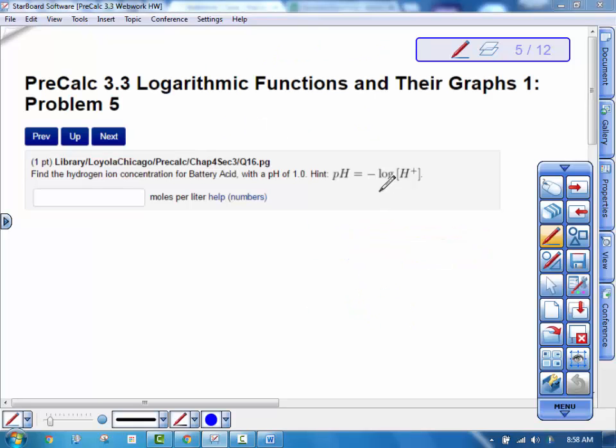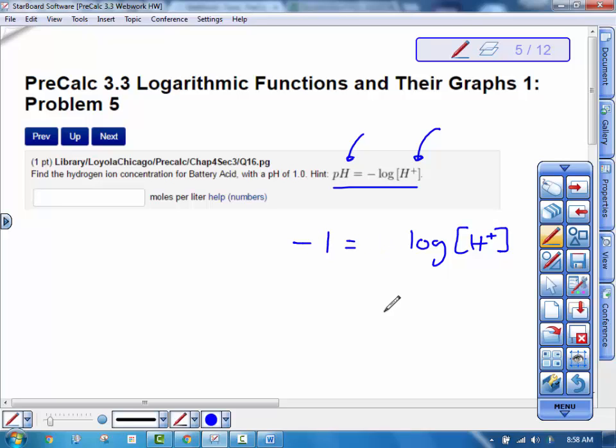Okay, the next problem then gives us the pH formula for the relationship between hydrogen ion concentration and pH, which is logarithmic. It tells us what the pH is, so we can write this equation, and we can then solve for the hydrogen ion concentration. To do that, I'm going to multiply both sides by a -1. I'm going to change this into exponential form, so I'll do 10 to the -1 equals the hydrogen ion concentration. That's base to the exponent equals the argument. Change this into log form.